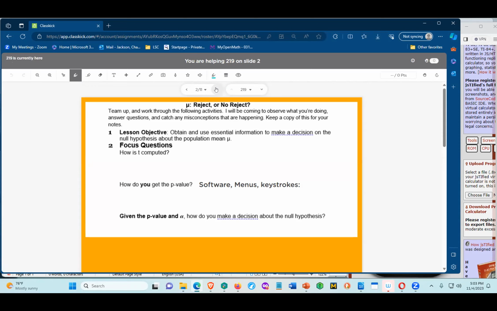Are those the same answers that we put on slide 7 or 6? Well, not all the same. The second one is going to be the same. That's true. And the third one's going to be the same also, but the first one is different.